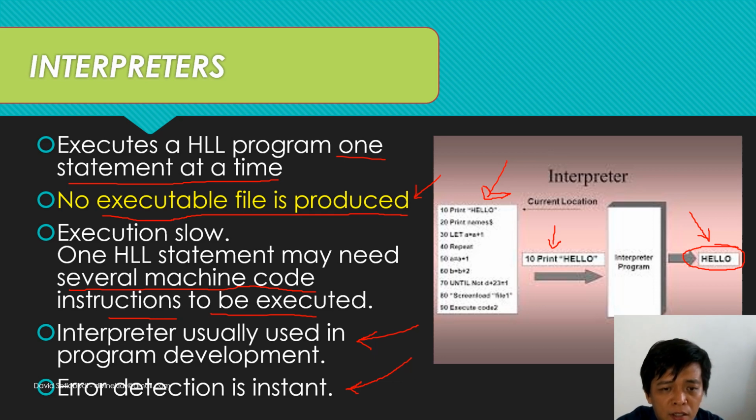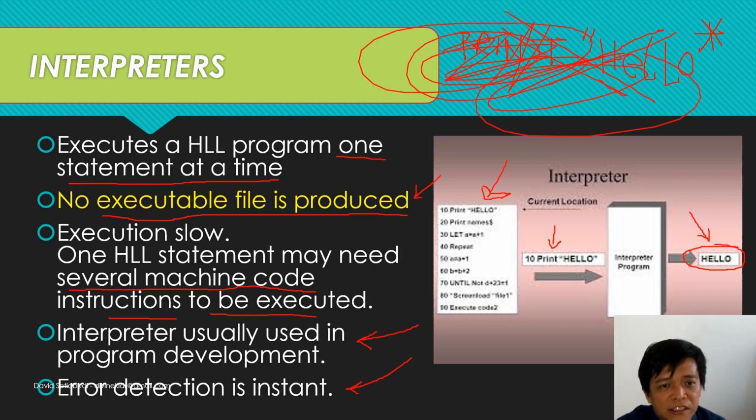The last one is error detection is instant. Example, you write down here, it's supposed to be print, you type down here, print, hello. But then you use this star. Of course, this one will cause you error, because you type it wrong, you command it wrong. You are using the wrong syntax. So this one will cause you error.